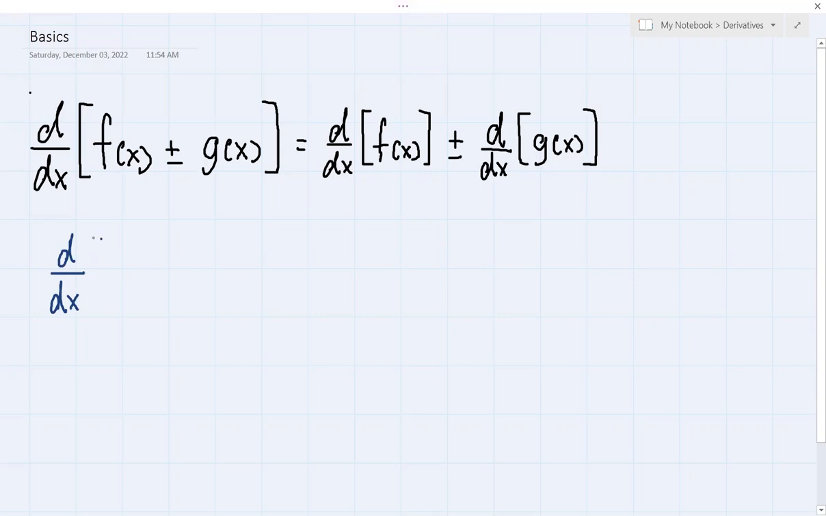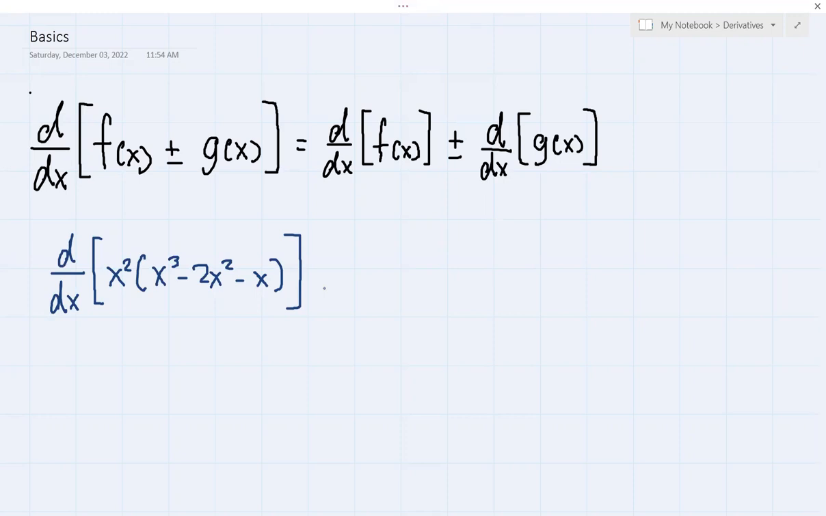Derivative of x squared times quantity x raised to 3 minus 2x squared minus x. Ayan. So, paano to? So, in here, kapag may nakita kang variable sa labas, tapos meron palang variable sa loob, ang gawin mo is, i-expand mo siya. Okay? I-expand mo siya.